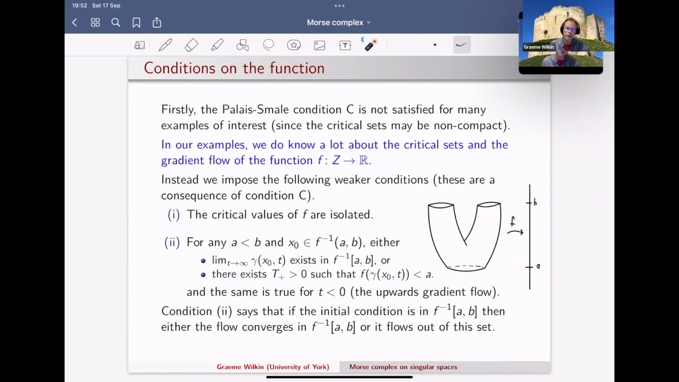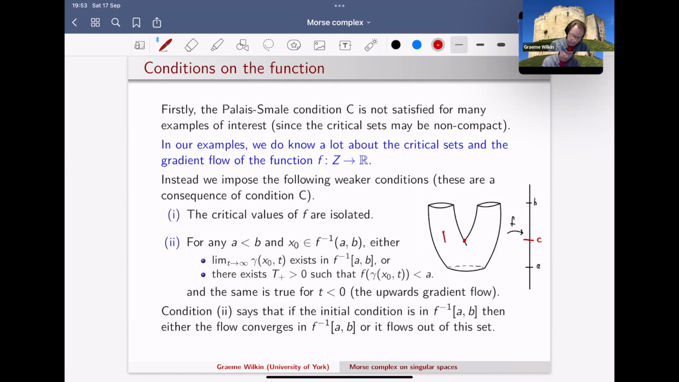If you go back to Palais' paper, where he introduces condition C, you'll see that these are consequences of condition C. So the first one is the critical values are isolated. Here's a critical point here, and here's a critical value. That's quite a simple condition. And then the next condition essentially just says the flow that I showed before. We said we're assuming it exists. Essentially nothing bad can happen here.